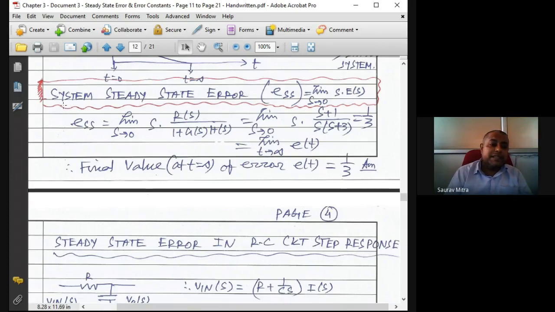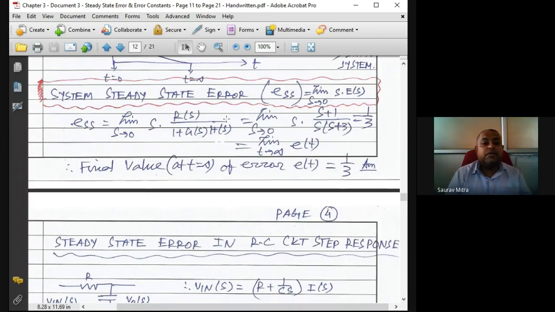So e_ss means e_ss of t, the steady state error. It is in the time domain. This is equal to limit s tends to 0. Please don't make mistakes in these limits. So the steady state error e_ss at t equal to infinity is limit s tends to 0 of s into E(s). Now for E(s) I am substituting R(s) divided by 1 plus G(s)H(s).